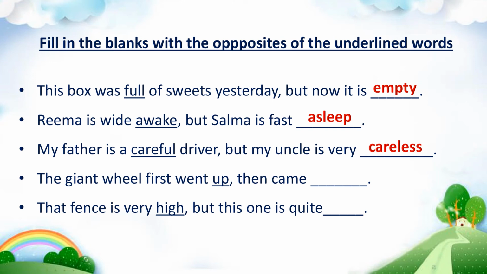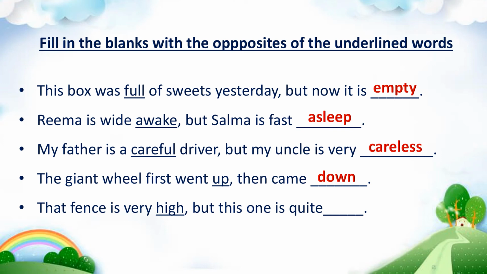The next sentence. The giant wheel first went up, then came dash. Tell me on which word the underline is given? The word up. Now we have to find out the opposite of up. What will come here? Down. Very good. The giant wheel first went up, then came down.